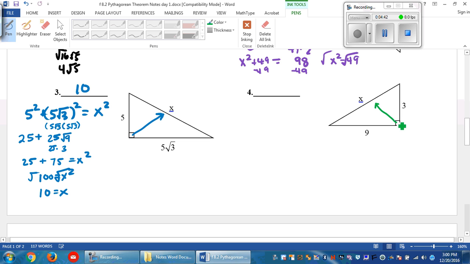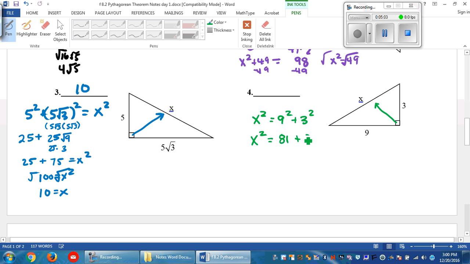Across from the right angle is x. x squared is equal to 9 squared plus 3 squared. Notice, it doesn't matter which side the hypotenuse is on, it is the side by itself. So in this case, instead of doing a squared plus b squared equals c squared, we're going to do it this way, which, notice, you're not going to get anything different.